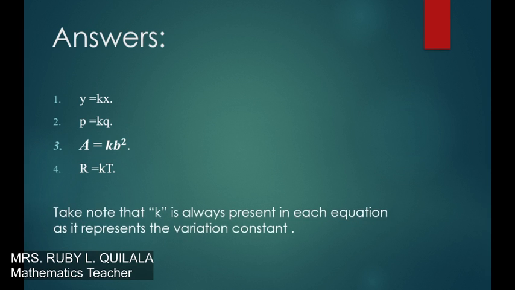Take note that in the 4 equations that you have, K is always present. Why? Because it represents the variation constant. How many of you got the 4 correct answers?